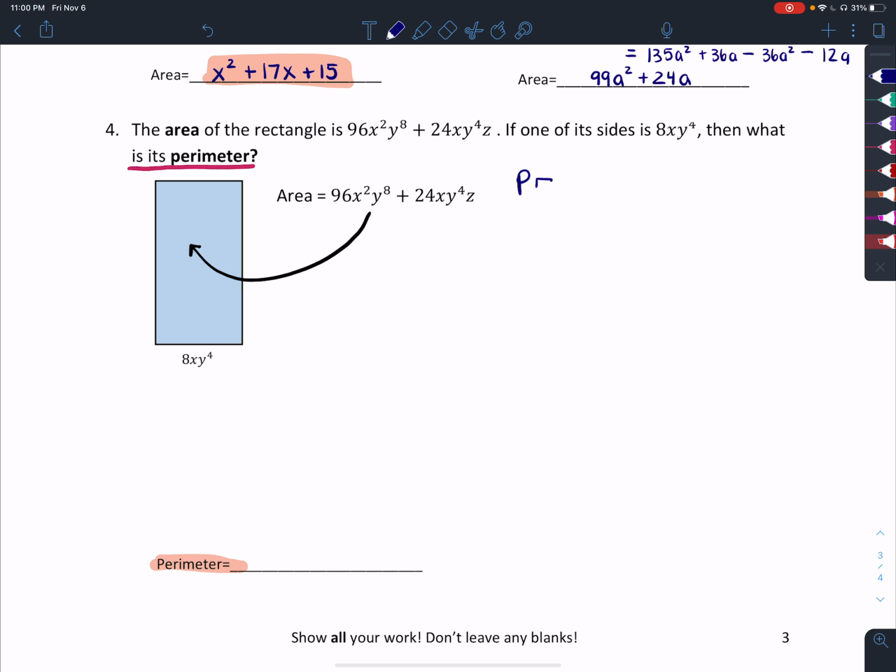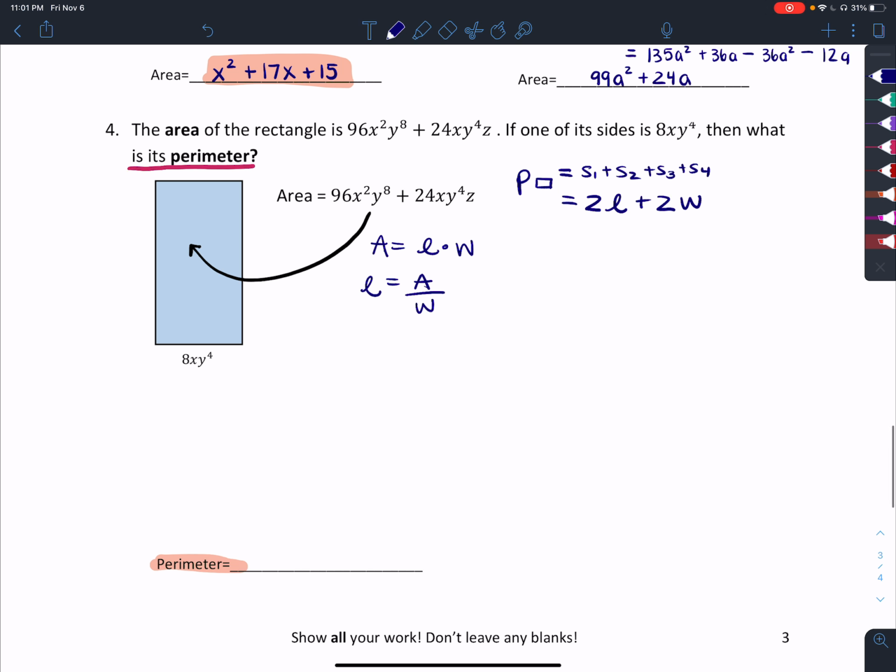So to find the perimeter of a rectangle, you can do side 1 plus side 2 plus side 3 plus side 4, just add all the sides, or you could do 2 times the length plus 2 times the width. Whichever one you use is fine with me as long as you end up getting a perimeter. So this makes you realize that you're going to need the length of the sides. The issue is that you only have one side. You don't have the length. But since you have the area, you can find the length because we know that area equals length times width, which means length equals area divided by width. So I'm going to take the area and divide it by the width to find my length.